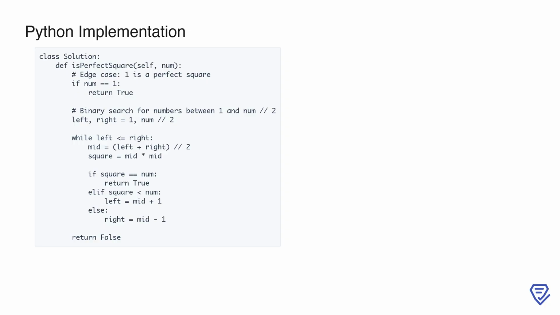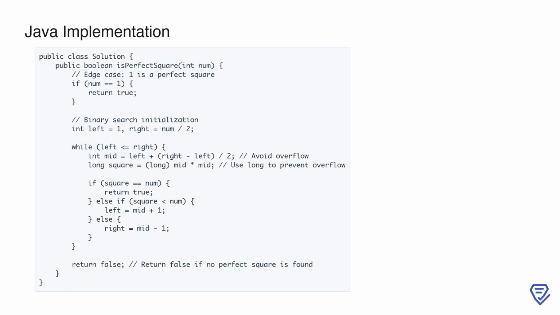This approach has a time complexity of O(log n) due to binary search and ensures an efficient check for whether a number is a perfect square. This is the Java implementation of LeetCode problem number 367, Valid Perfect Square. The logic mirrors the provided Python solution, using binary search to determine if the given number is a perfect square. Key differences include Java-specific syntax, such as using int variable declarations and long for intermediate calculations to prevent overflow. The class is structured with a single method, isPerfectSquare, which returns a Boolean result. Binary search ensures an efficient O(log n) runtime.